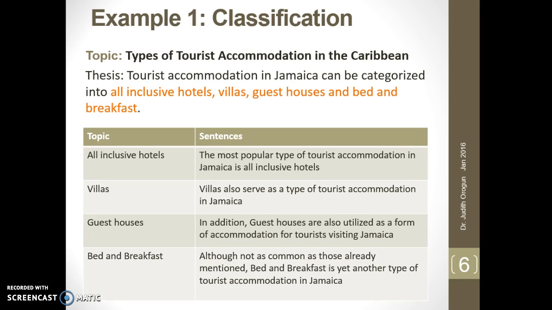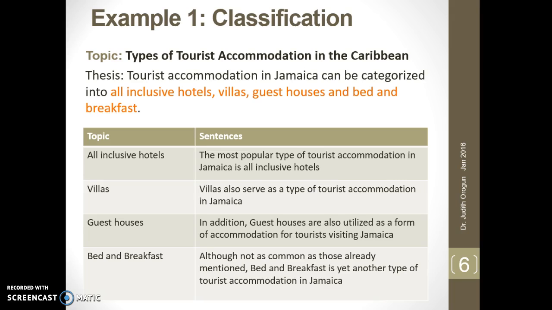So let's look at this first example. The topic is types of tourist accommodation in the Caribbean. And the thesis statement is: tourist accommodation in Jamaica can be categorized into all-inclusive hotels, villas, guest houses, and bed and breakfasts. The first idea here is all-inclusive hotels, and the sentence is: the most popular type of tourist accommodation in Jamaica is the all-inclusive hotels.